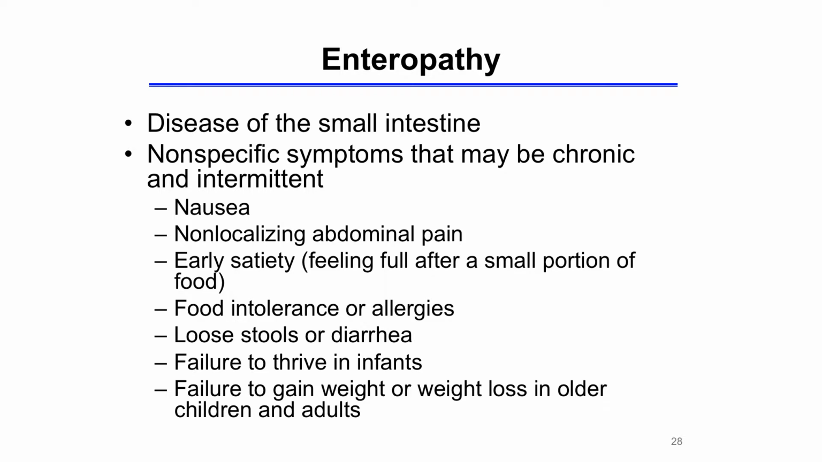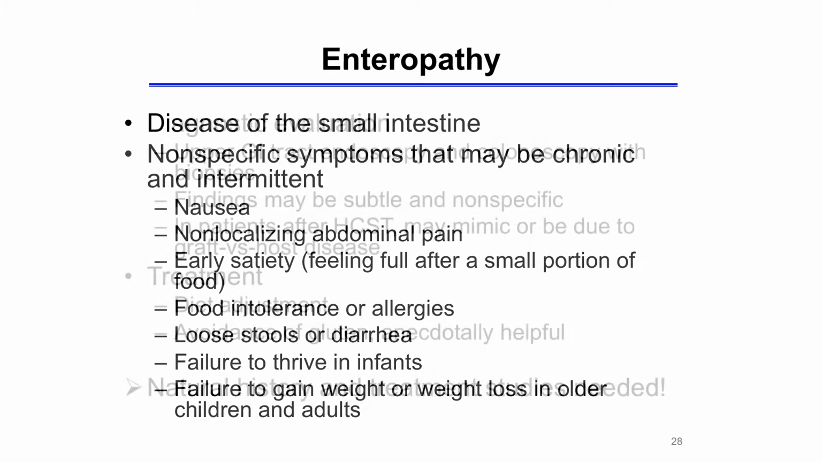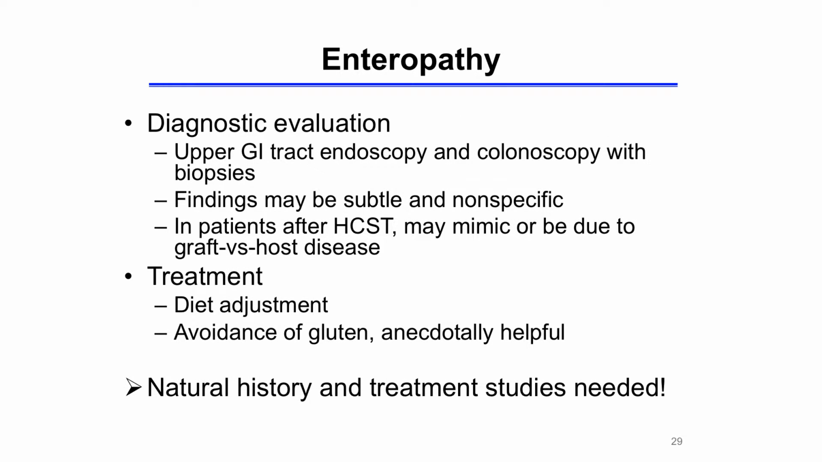Sometimes there could be a sense that they just can't eat certain kinds of foods. They have a food intolerance or an actual allergy may be reported. There could be issues with the stools or chronic diarrhea. Again, failure to thrive in infants, and failure to gain weight or weight loss in older children or adults. Now, in order to evaluate for this, an upper GI tract endoscopy could be done along with a colonoscopy, to look above and look below. The findings can be quite subtle and nonspecific, so often part of this study is just to make sure that there aren't other factors present, right?